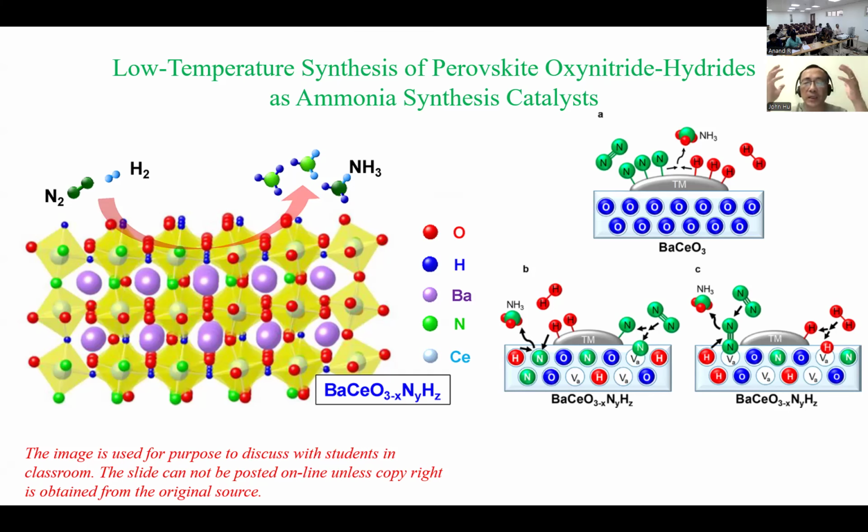Perovskite is a kind of metal oxide, a mixture of metal oxide deficient in oxygen. That's called perovskite. So they use perovskite to activate the hydrogen and nitrogen.